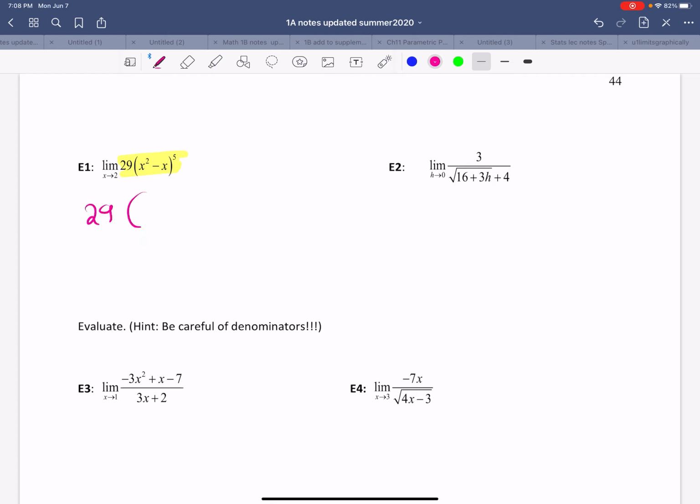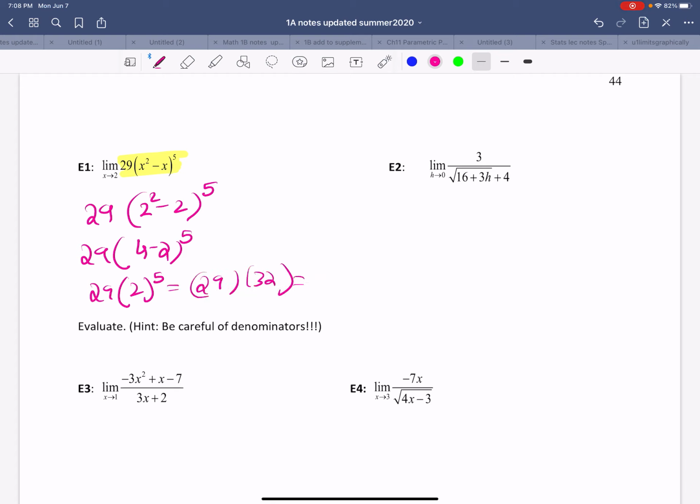So it's going to be 29 times 2 squared minus 2 to the 5th power. 29 times 4 minus 2 to the 5th power, which is 29 times 32 is 928. Right, another example: the limit as h approaches 0 of 3 over the square root of 16 plus 3h, plus 4.